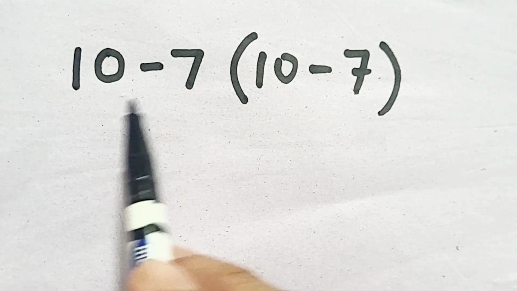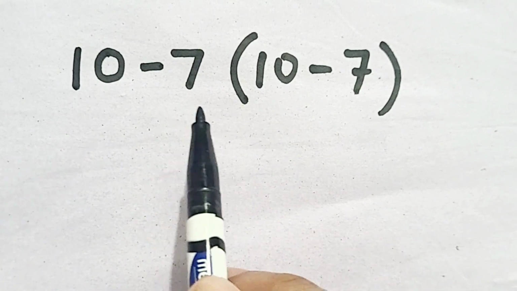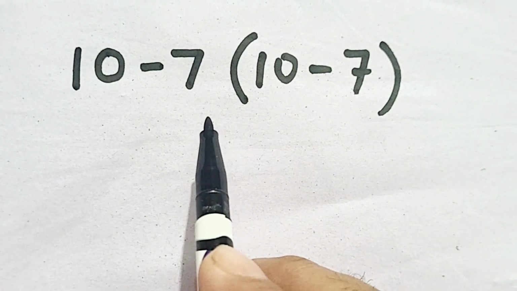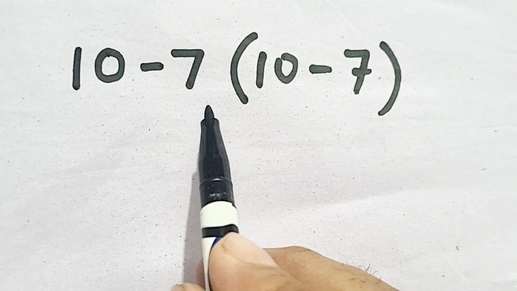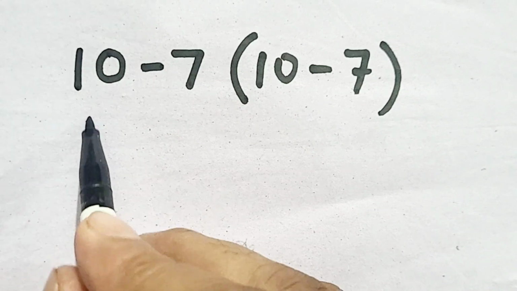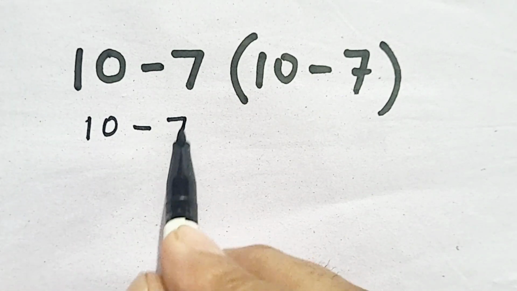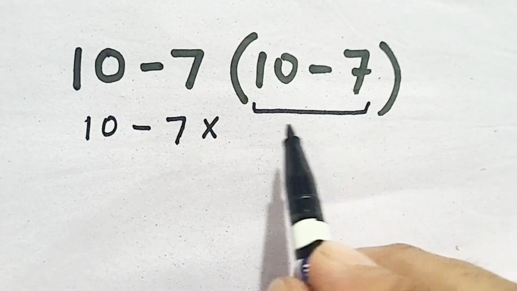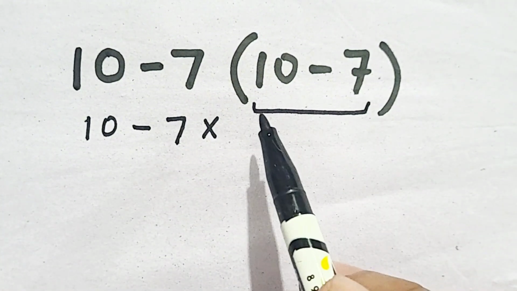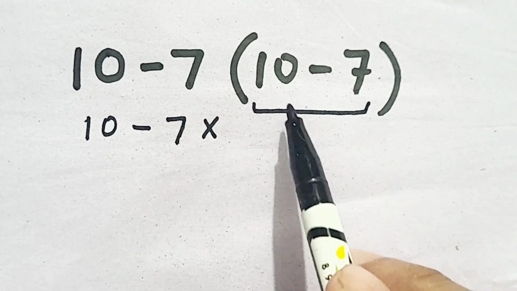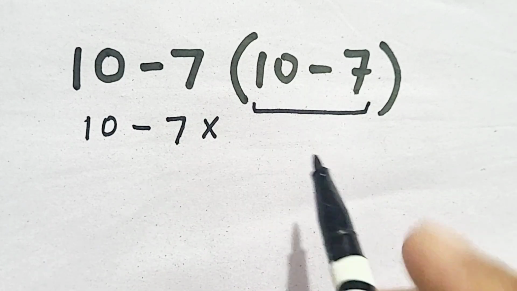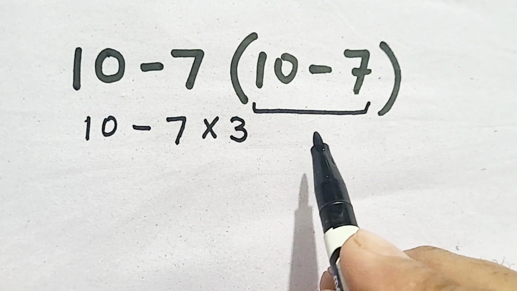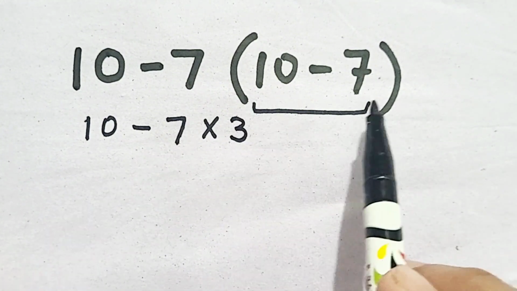Now, I will solve this question by using the order of operations. So we have to move from left to right, remember that, and we have to multiply first. So 10 minus 7 times, first of all, the small brackets, or parentheses, should be solved. So the parentheses or small brackets have 10 minus 7, so 10 minus 7 will be equal to 3. Okay, the first step we have solved, which is parentheses.